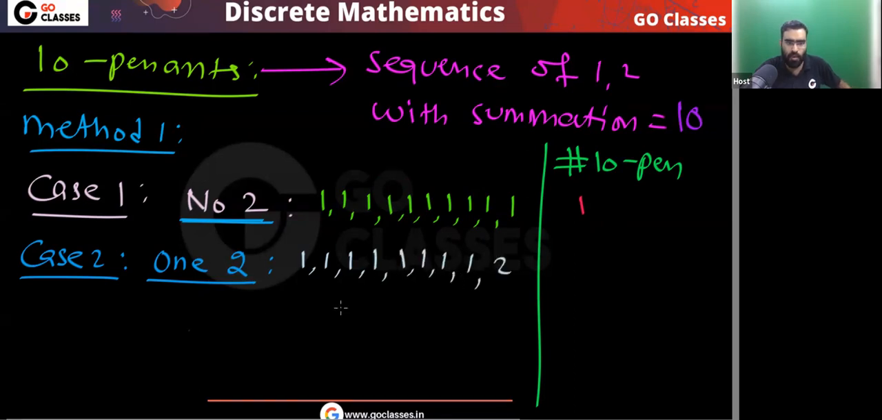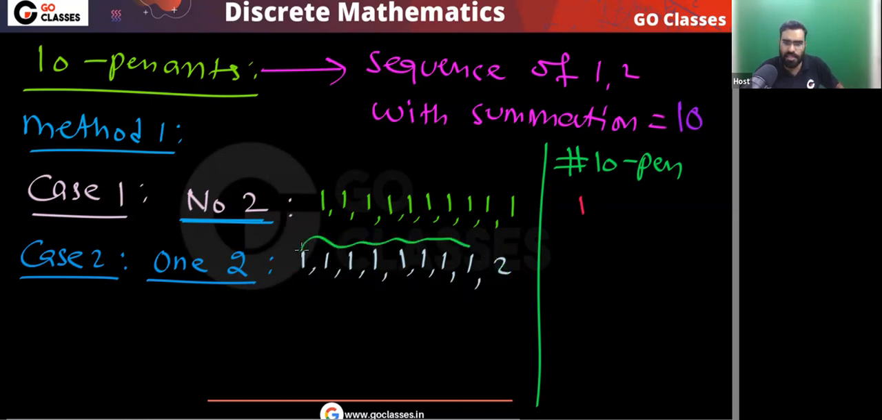Very simple. Now any permutation, because order matters. Agree? You can create any permutation. Remember, in a sequence, order matters. Every permutation will be a 10 pennant. So how many permutations are there?